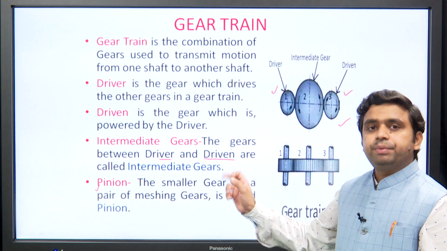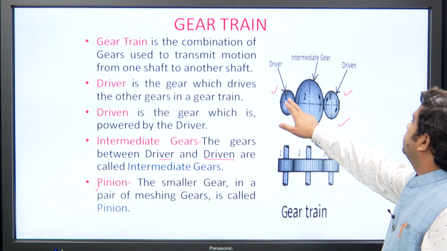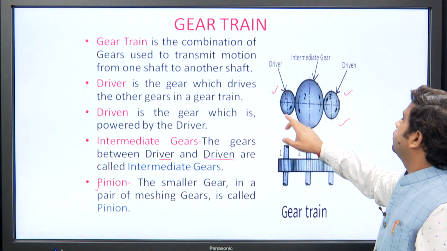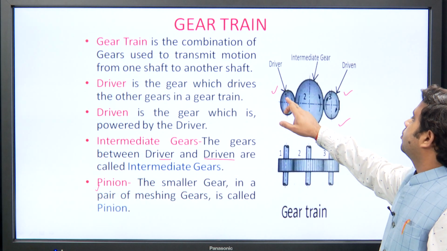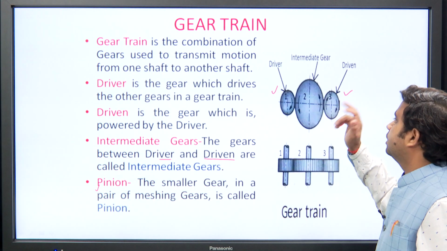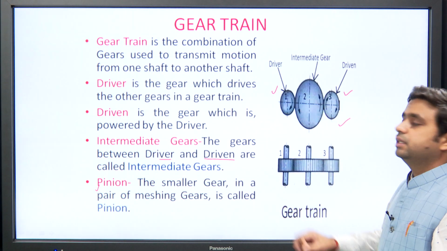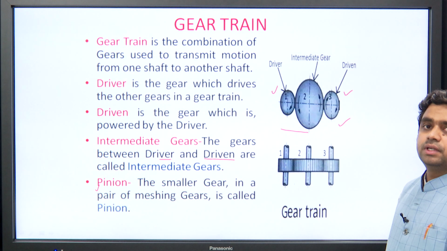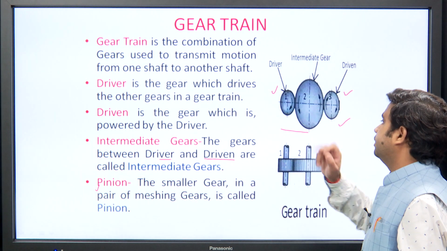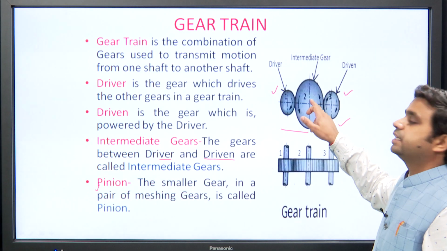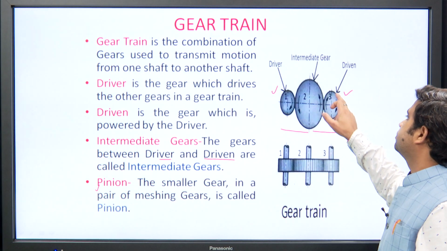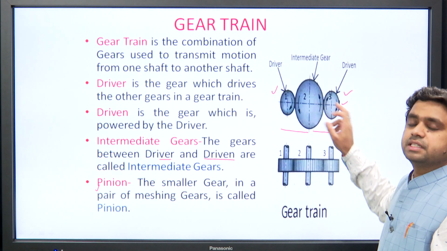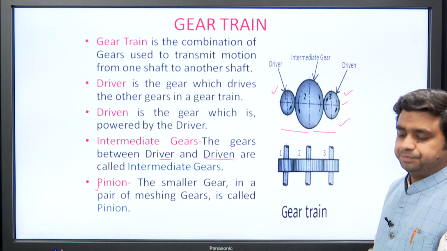And now, the pinion. In this gear train, we have two pairs of gears. One pair is formed between gear 1 and 2 and the other pair is formed between gear 2 and 3. In this first pair, the smaller gear is gear 1. So, this is called pinion. In the second pair, formed between gear 2 and 3, the smaller gear is gear number 3. So, this gear is called pinion for this pair.